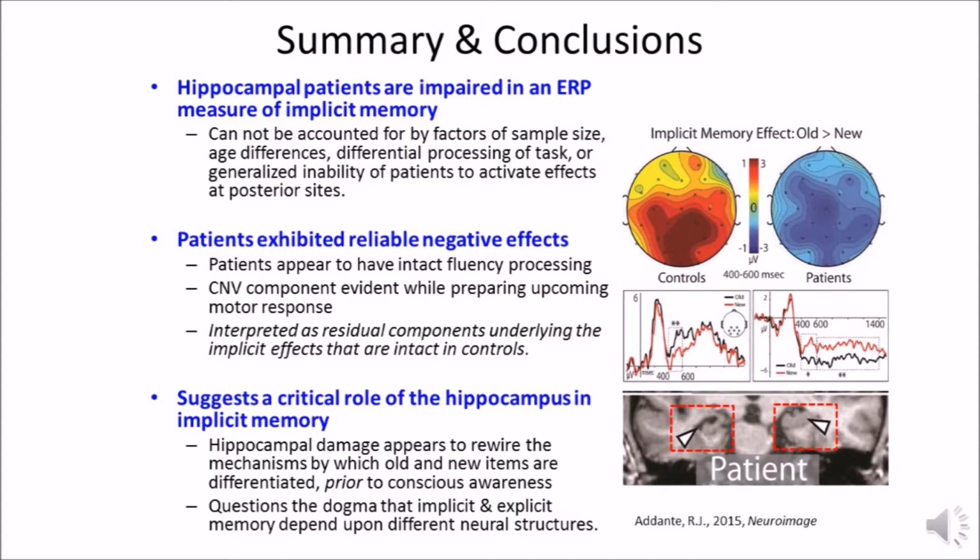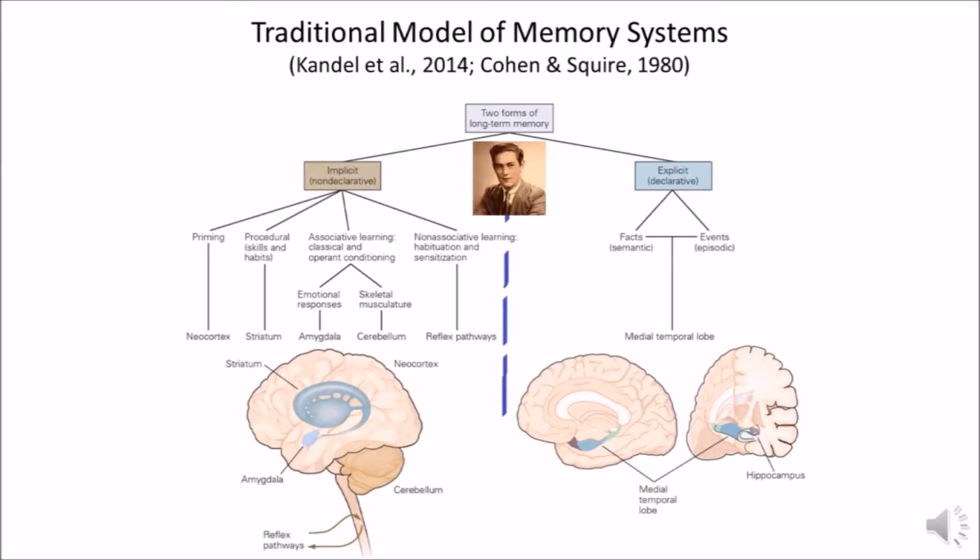They appear to have intact fluency, that sensory processing, based on this negative going difference. I can explain that later if you want, but it's based on a handful of other studies that have identified similar effects for early sensory processing. And so it suggests a critical role the hippocampus plays in implicit memory. And so it may be that the hippocampus is actually rewiring the mechanisms by which old and new information are processed. And that is happening prior to our conscious awareness. Now, this is actually consistent with some models that Morris Moscovich has put forth from the Rotman Institute up in Toronto. And it fundamentally questions the dogma that implicit and explicit memory depend upon different neural systems.